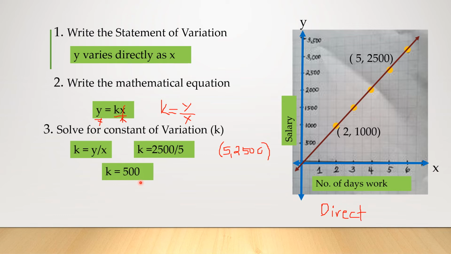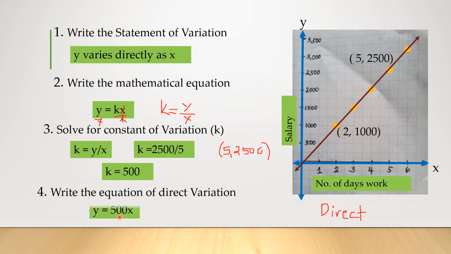What does that 500 mean? This is the rate per day. This is now the salary per day. Next is to write the equation of variation. To write the equation of direct variation, the mathematical equation is y is equal to kx. So instead of writing k, you're going to replace it with the value of k, which is 500. So y is equal to 500 times x. This is now the equation of variation.